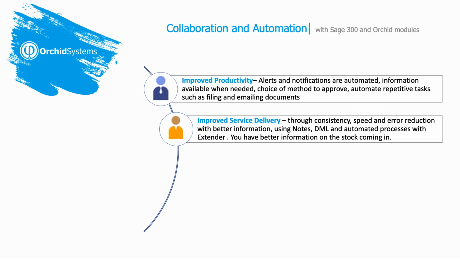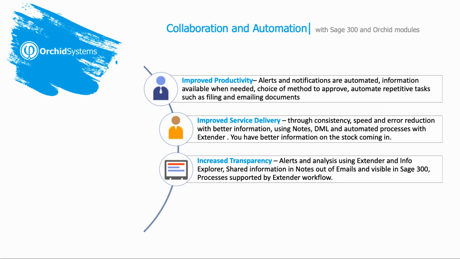This then generates improved service delivery through consistency, speed, error reduction with better information using notes and document management link, automated processes using Extender. And then you have better information on the stock coming in. With increased transparency thanks to alerts and analysis using Extender and Info Explorer, shared information in notes that are stored visible in Sage 300 instead of being kept in everyone's emails.